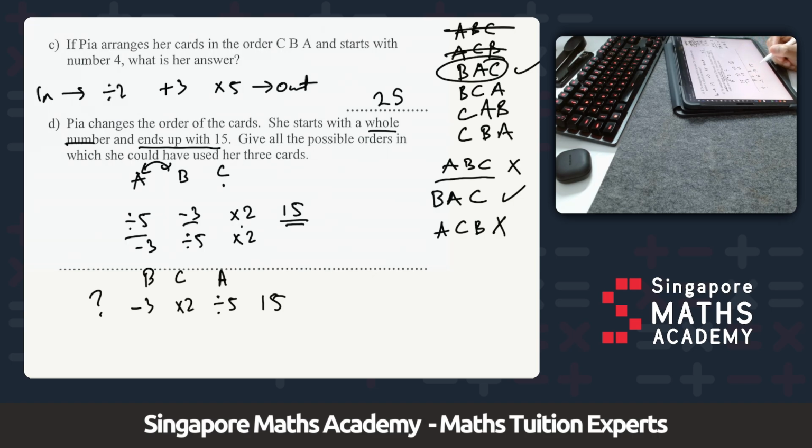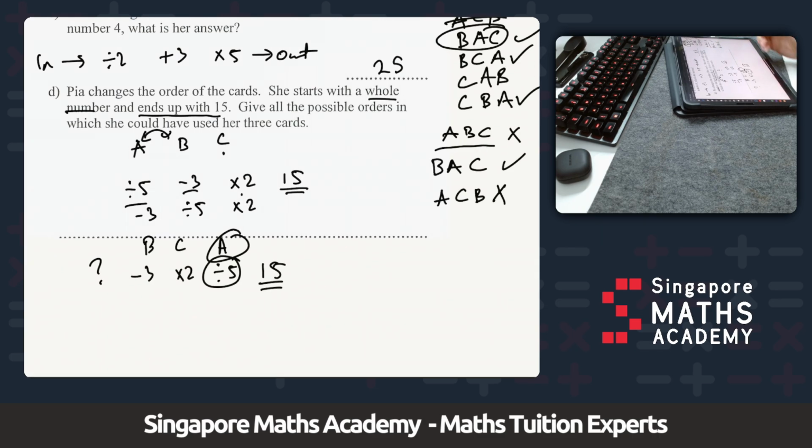So 15 divided by 5 is 3. 3 times 2 is 6, and 6 take away 3 is 3. So BCA does work. Anything that starts with dividing by 5 is going to be possible because 15 is divisible by 5. So anything that ends with A is possible. The only one we've got left is now CAB. CAB is the final one.